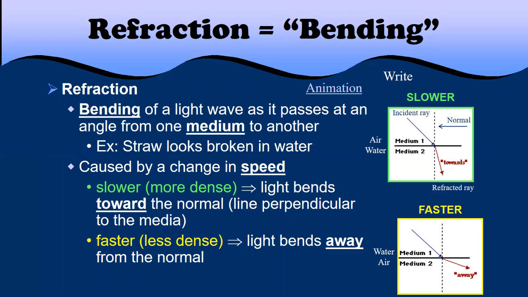Okay, the second thing that we're going to talk about is refraction. Refraction is the bending of light as it passes at an angle from one medium to another. Remember we said medium was a form of matter. So when light passes through matter, usually air or water for refracting, then it bends. The light bends in a way that makes an image look different.